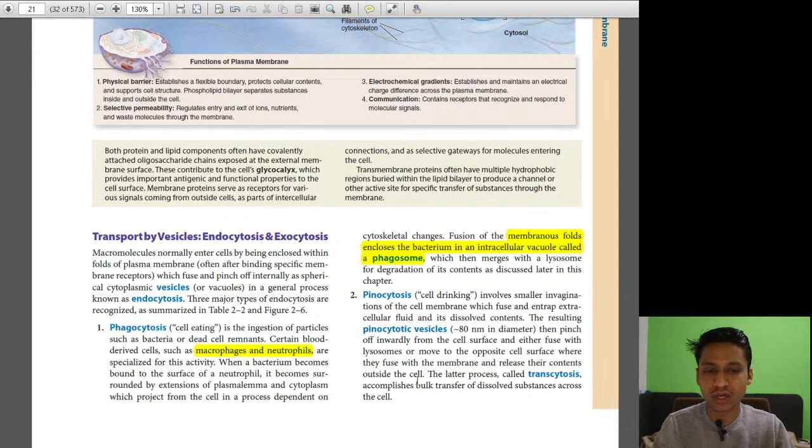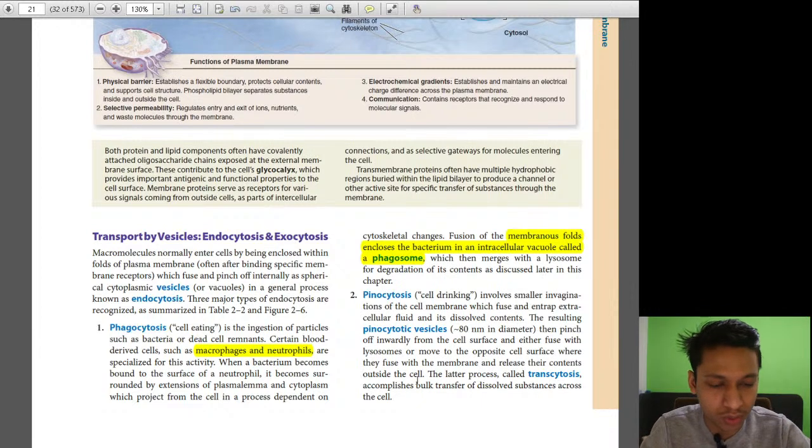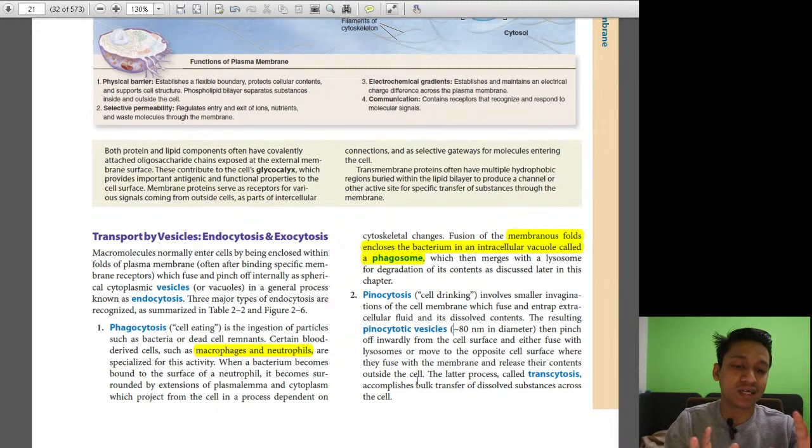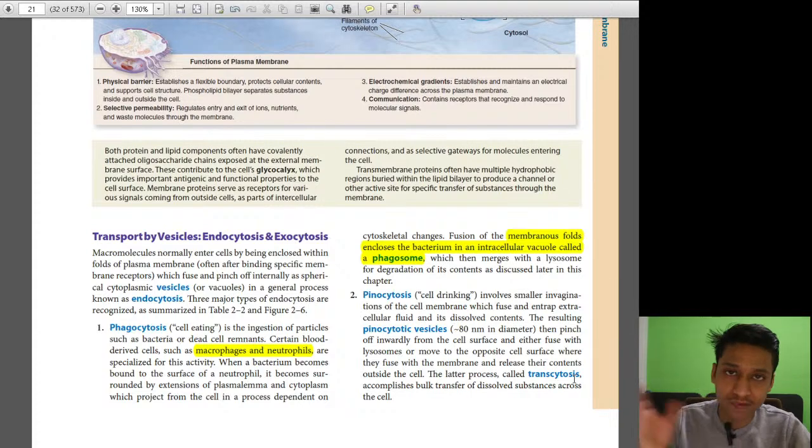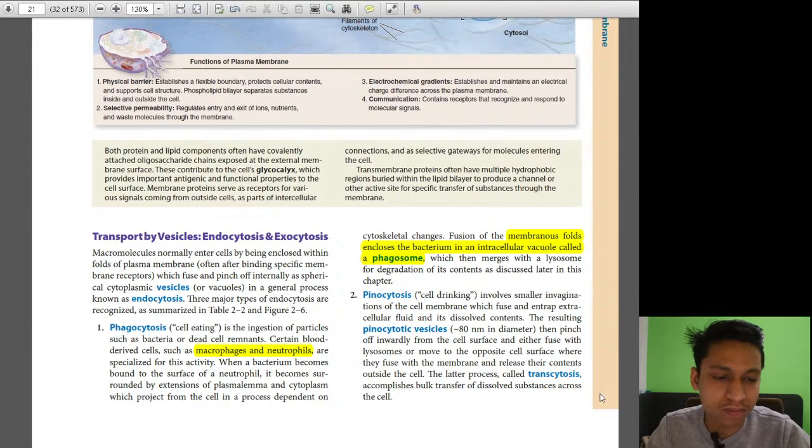So pinocytosis, transcytosis, whatever you want to call it, basically accomplishes bulk transfer of dissolved substances across the cell. Things go across the cell. They are transferred in the process of transcytosis.